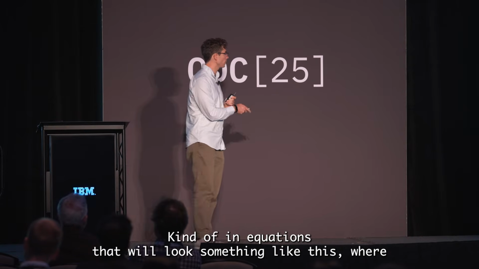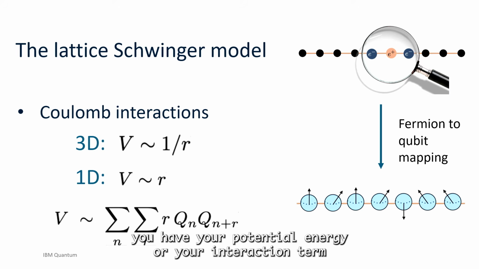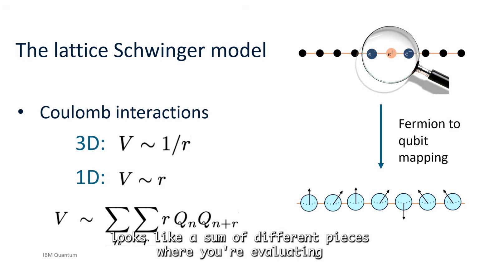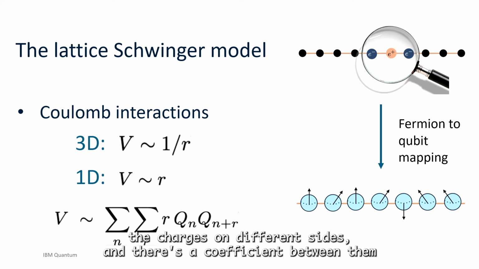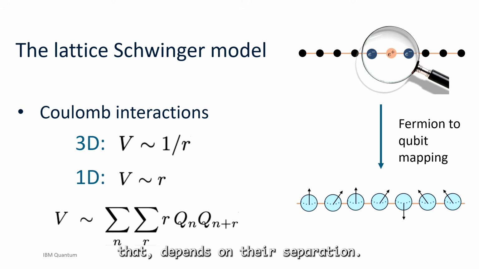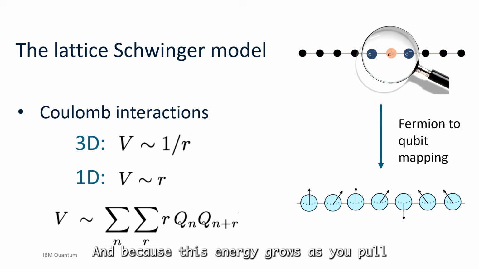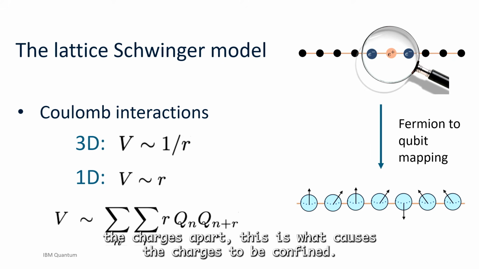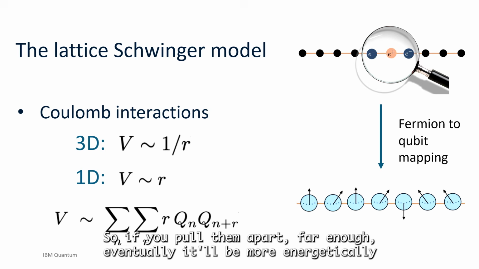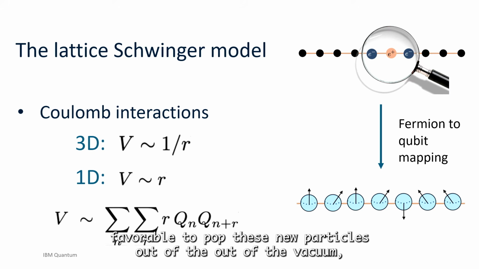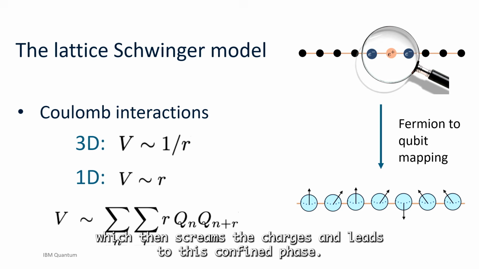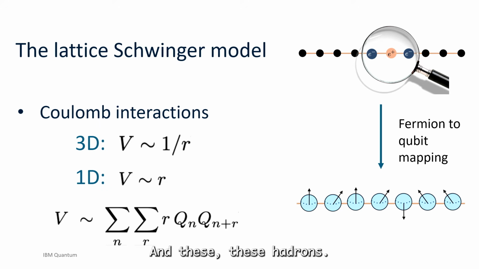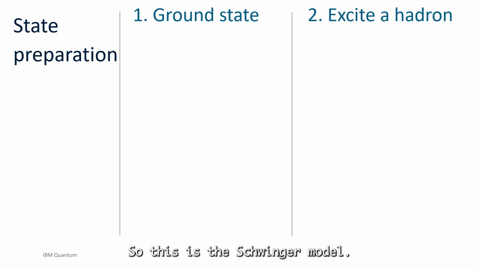In equations, it will look something like this, where your potential energy or interaction term looks like a sum of different pieces where you're evaluating the charges on different sites, and there's a coefficient between them that depends on their separation. And because this energy grows as you pull the charges apart, this is what causes the charges to be confined. So if you pull them apart far enough, eventually it'll be more energetically favorable to pop new particles out of the vacuum, which then screens the charges and leads to this confined phase and these hadrons. So this is the Schwinger model.